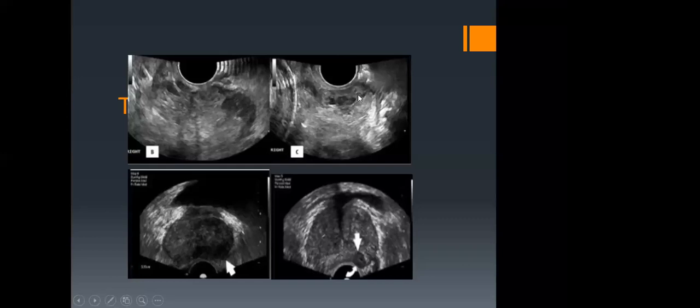The same appearance here. You can see some of these lesions are too minute to be seen on transabdominal. Look at this lesion here. It is too posterior that if you did the transabdominal, by the time you pick this lesion, it is surely more than 4 millimeters. There's another lesion here, and it is obliterating our capsule here.